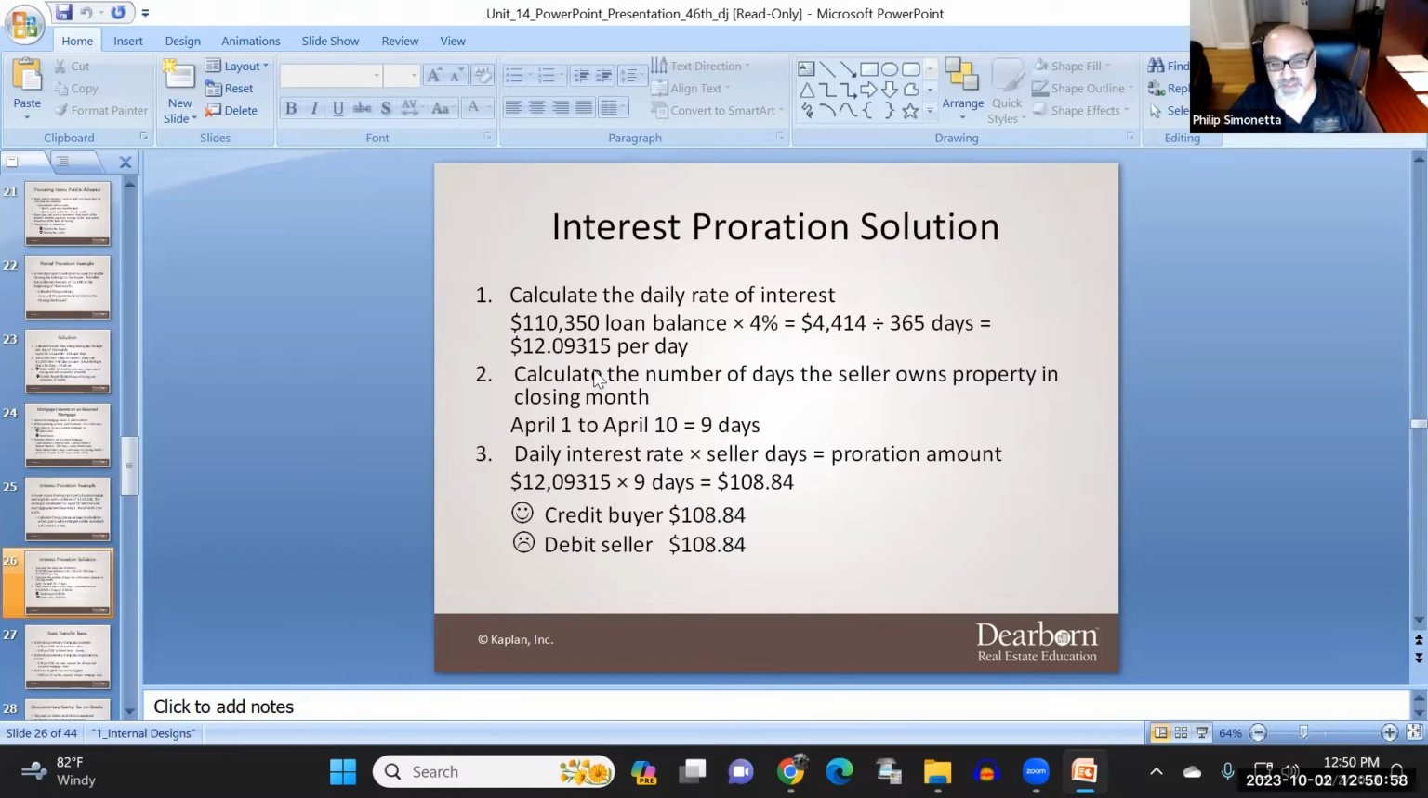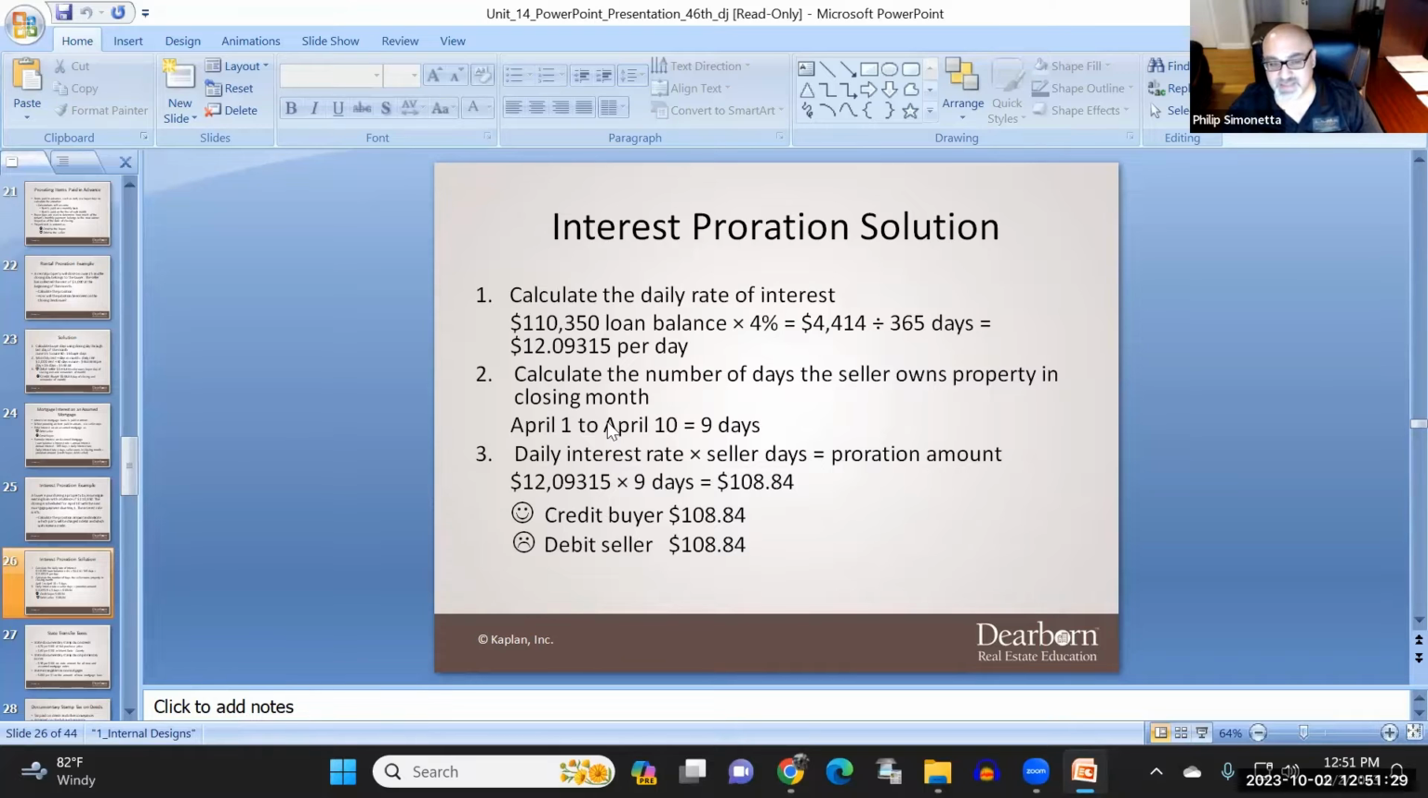Now you have to calculate the number of days the seller owns the property in the month. April 1st to April 10th is 9 days. So you take the daily interest rate and the seller's days, and that gives the proration amount. 12.09315 times 9 days is $108.84. And that's a credit to the buyer and a debit to the seller.